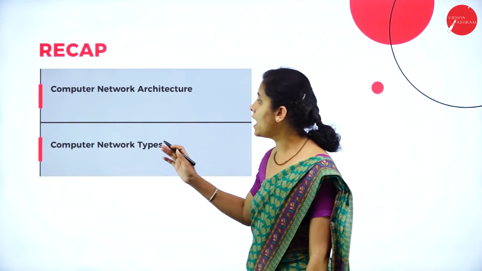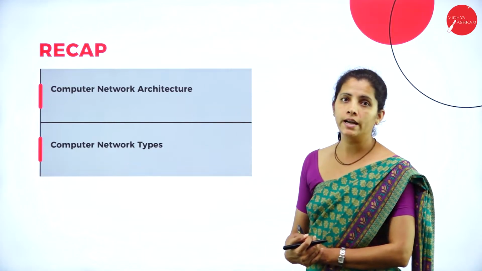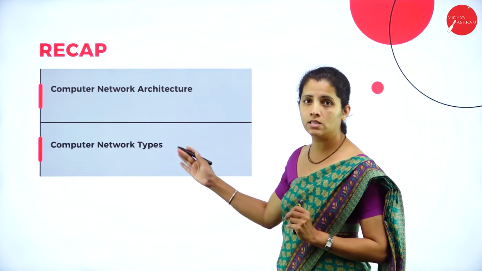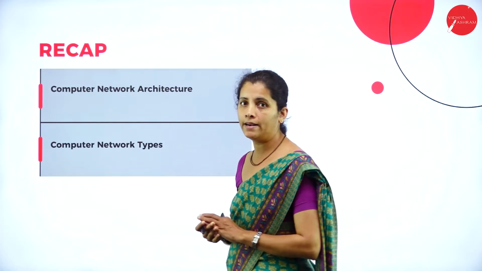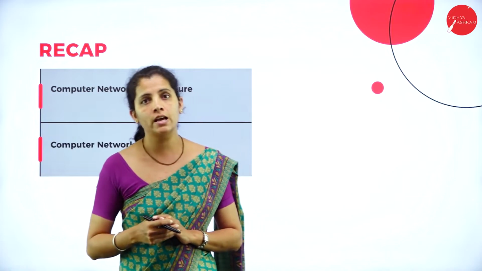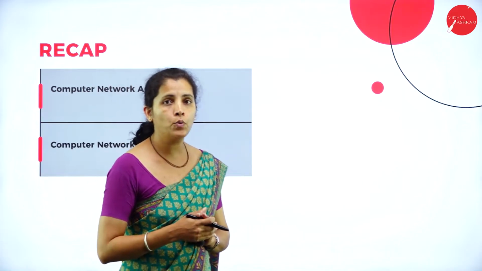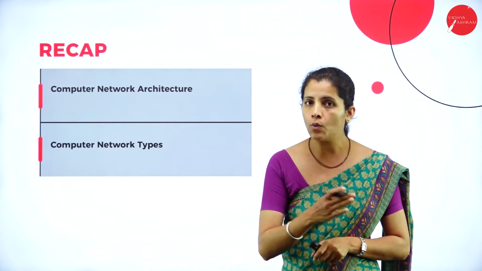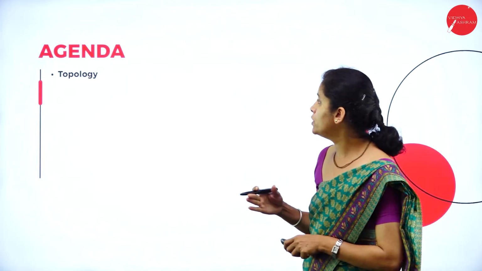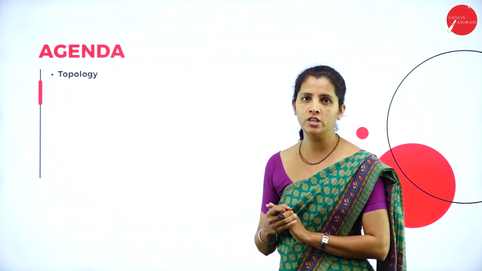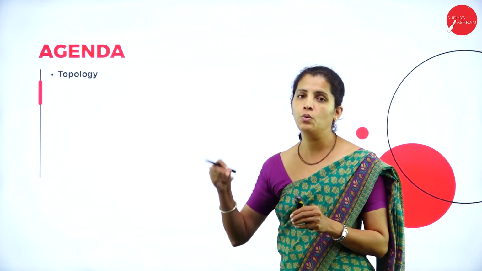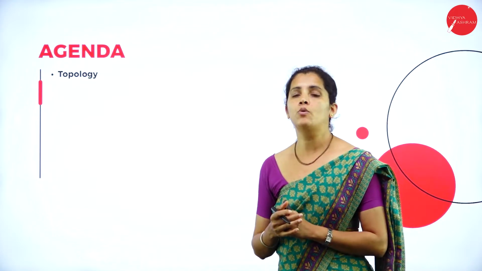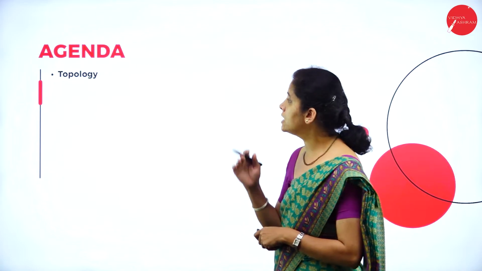Along with that, we have discussed computer network types. There are three types of computer network: LAN, that is local area network, then MAN, metropolitan area network, and WAN, that is wide area network. Now, in today's session, I'm going to deal with topology. So what is topology? What is the need of topology and why do we require topology? So, dear students, let's start.